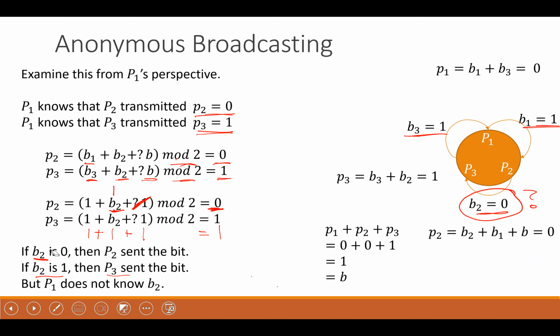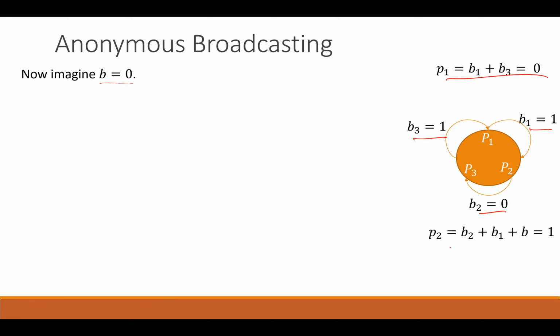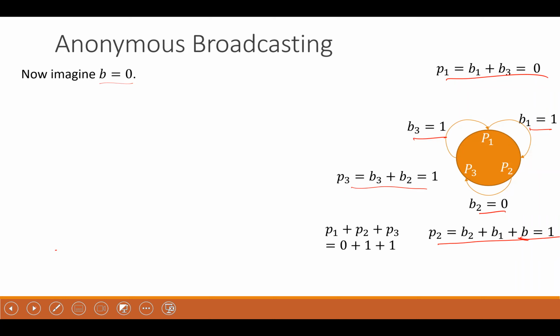All right, so P1 does not know B2. And if we think about it, if we imagine that B was equal to 0 and we ran the same algorithm with the same numbers, the same random bits, well, we would get P1 is equal to 0. P2 now is equal to 1. All right, so B1 plus B2 is 1. The B bit is a 0. And P3 is still equal to 1. So when we sum up P1 plus P2 plus P3, we get 0, which is the transmitted bit B.